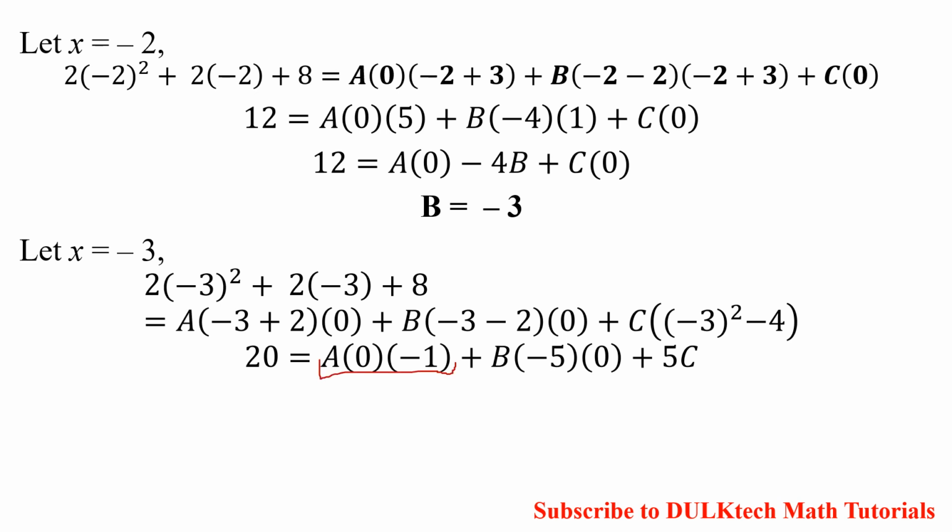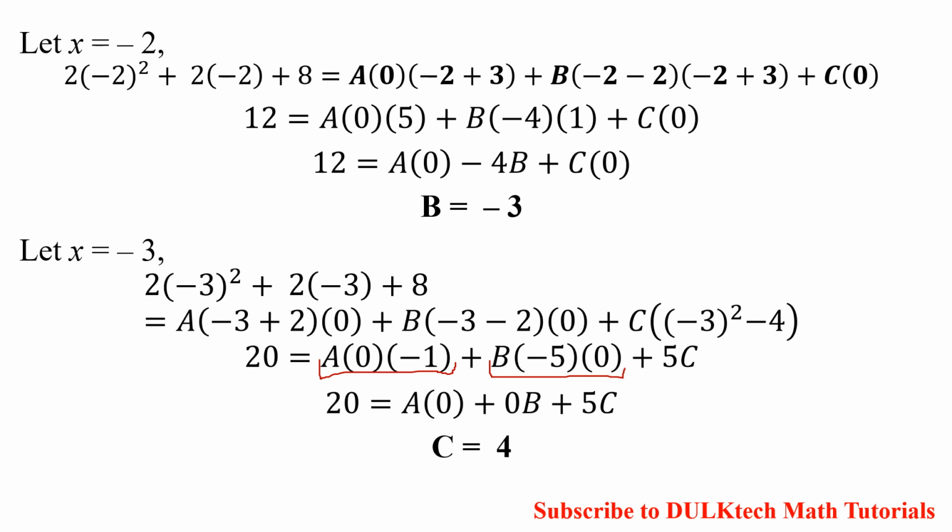This one will simplify to 0, since we are multiplying the whole of this one by 0. This one will also simplify to 0, so we remain with 5c being equal to 20, which will give us c is equals to 4 if we divide both sides by 5. So c is equals to 4.